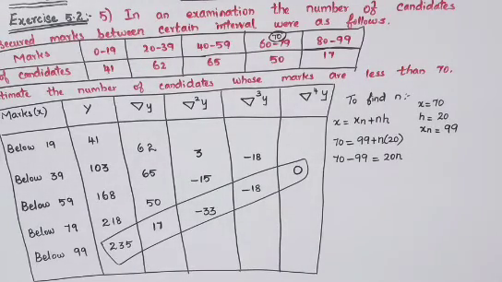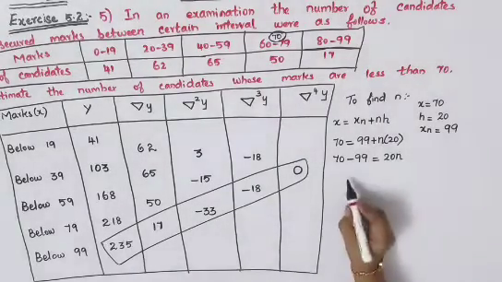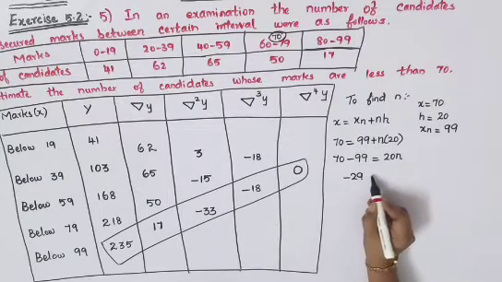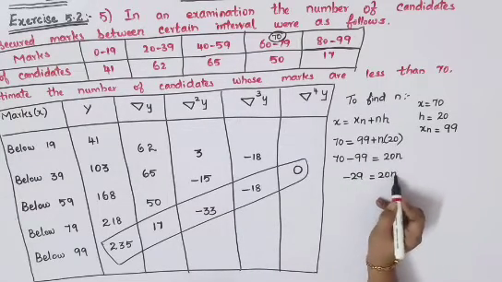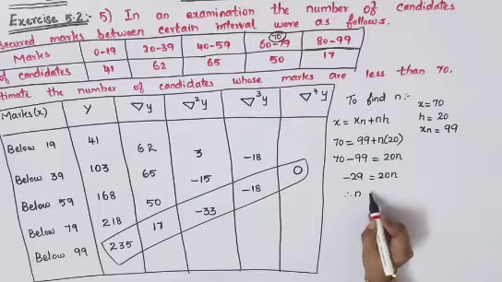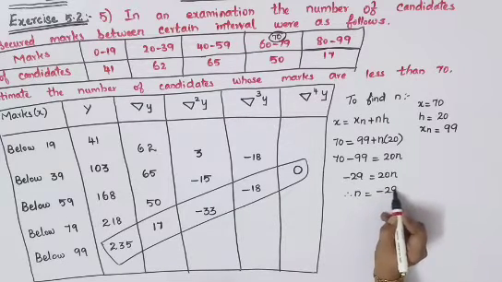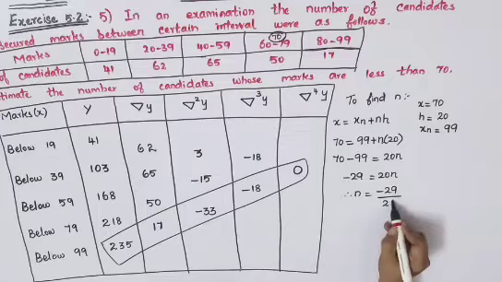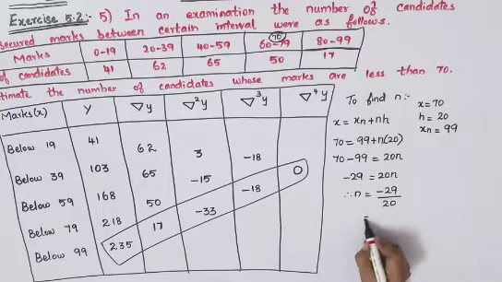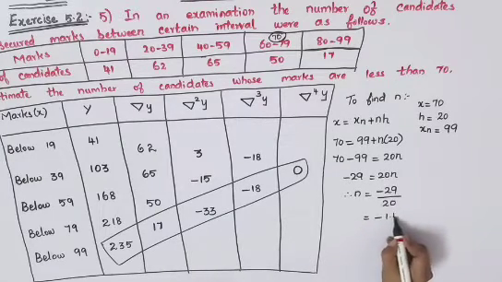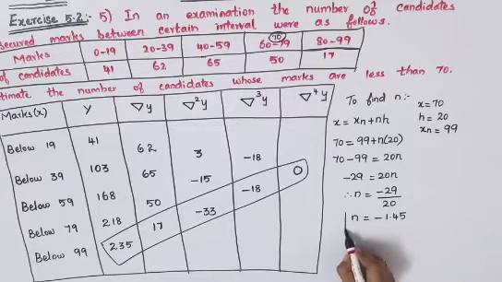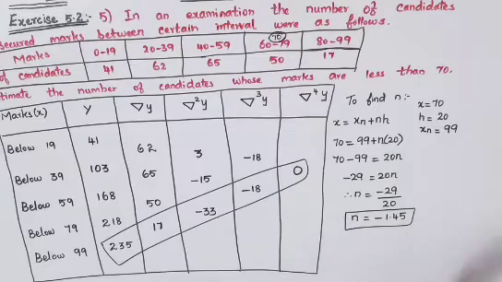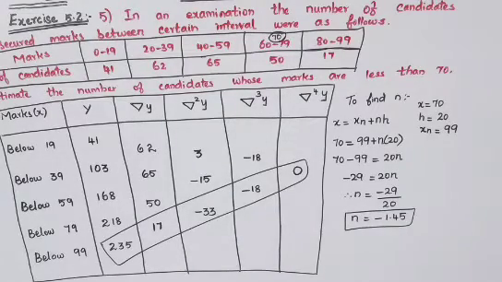Now subtracting 70 minus 99, you will have minus 29, which is equal to 20n. Therefore n is equal to minus 29 divided by 20. If you divide it, you will get your answer as minus 1.45. Just use your calculator and divide 29 by 20; if you work it out, you will get 1.45. But you have the minus, so because of that, n is equal to minus 1.45.